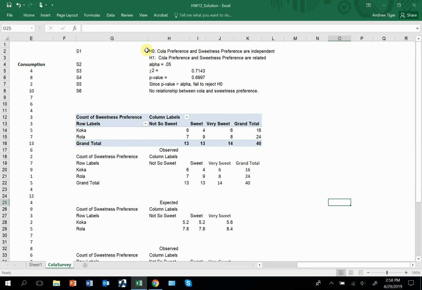So the null hypothesis is that cola and sweetness are independent. They're not related. And I try to prove that they are related. I try to prove that there is a relationship between the two. I set an alpha, then I go calculate a chi-squared.